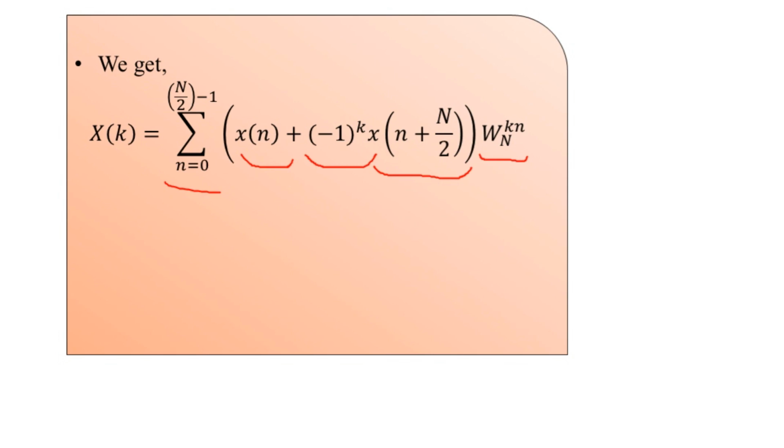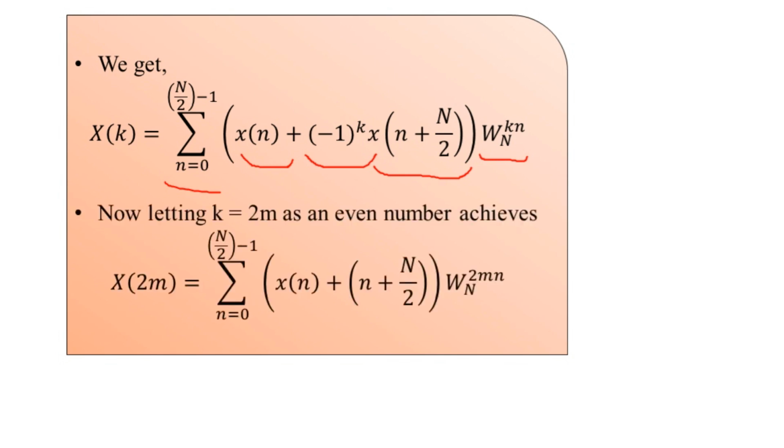Now let us have the substitution of small k equal to twice m, as the even number of achieves here. We can have capital X as a function of twice m. Here it is the change made: in place of small k, we let twice m. So this gives us the form summation n equal to 0 to capital N by 2 minus 1 over x of n added to x of n plus capital N by 2, in multiplication to W suffix capital N to the power twice of m into small n.